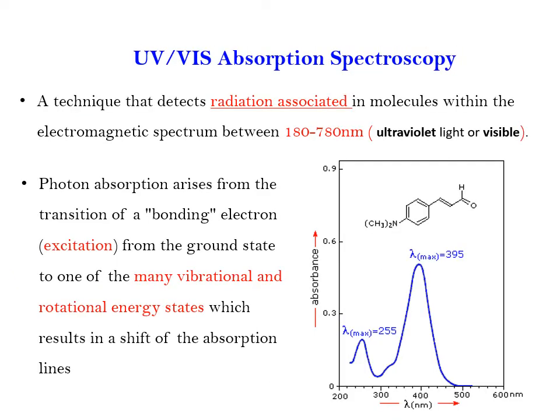So based on the amount of wavelengths or the type of wavelengths emitted or absorbed, we have mainly three types of optical spectroscopic techniques. These include the ultraviolet visible spectroscopy, the Raman spectroscopy, and the infrared spectroscopic technique.